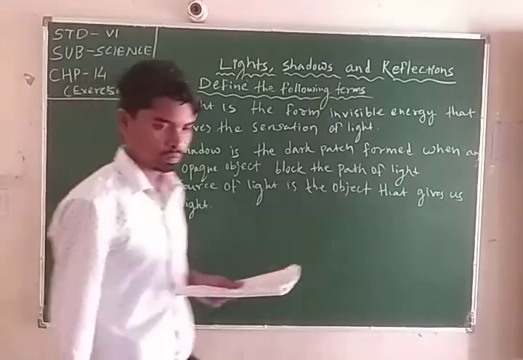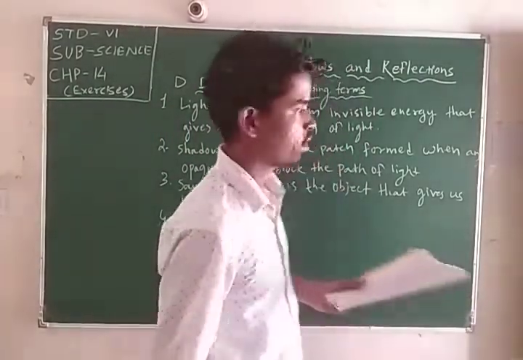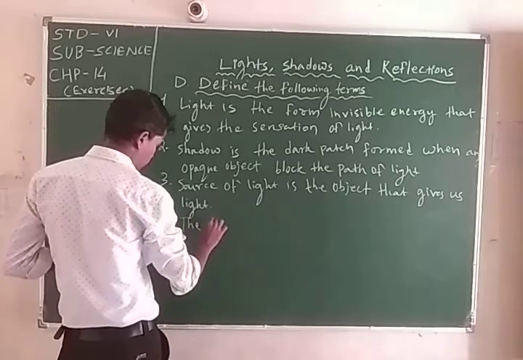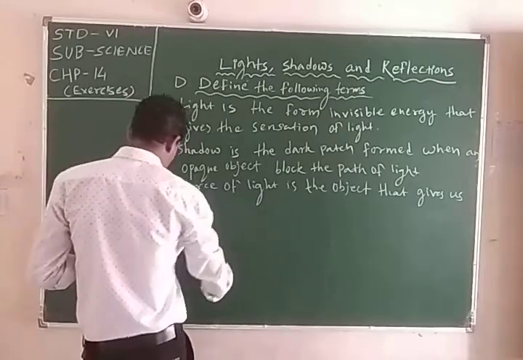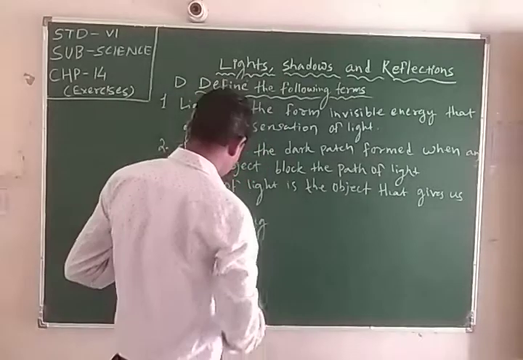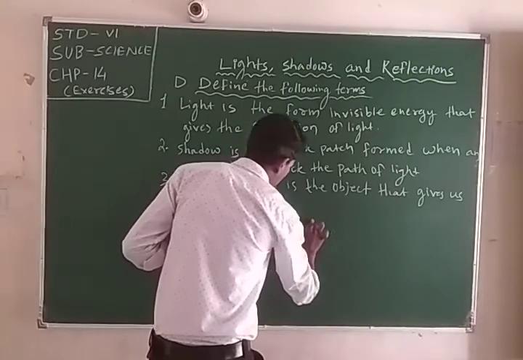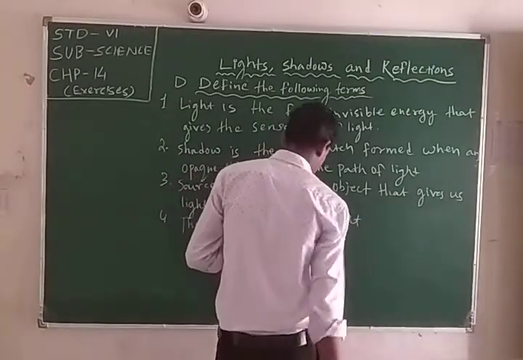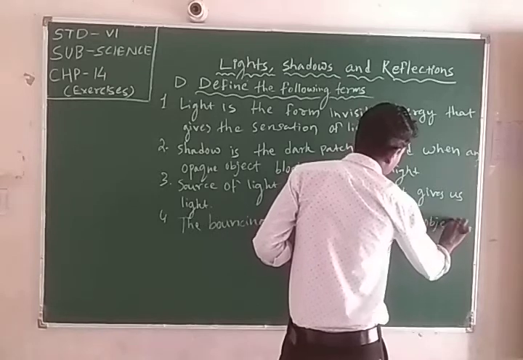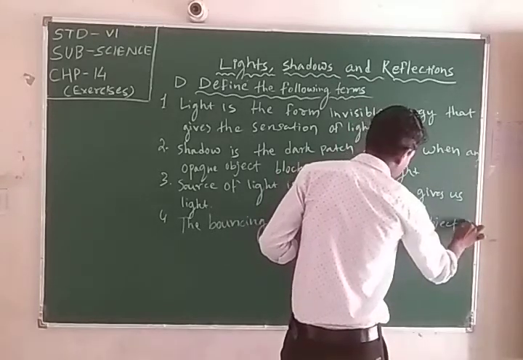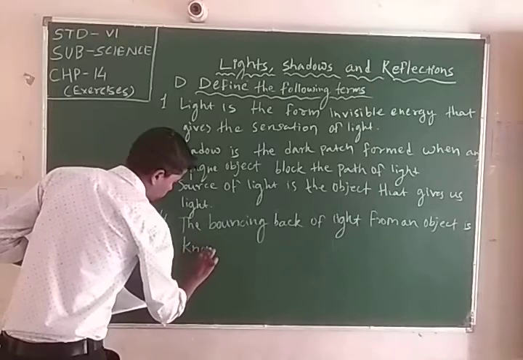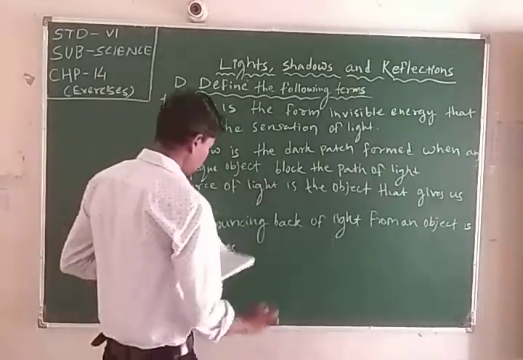Number 4, reflection. So we can write reflection with the definition that the bouncing back of light from an object is known as reflection.